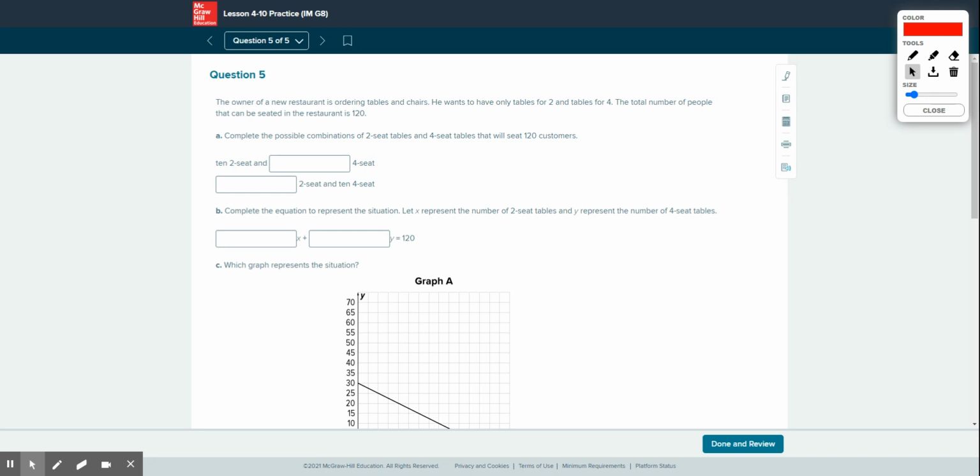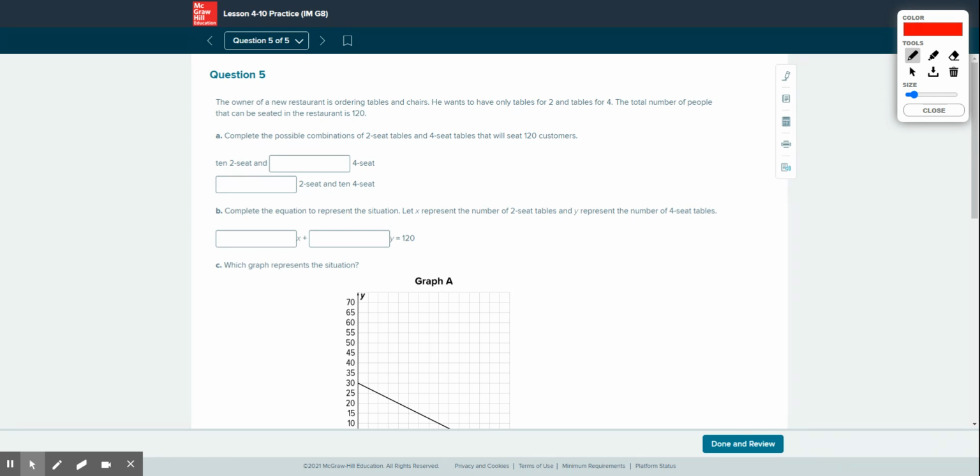Now, the cool thing that we're after with this is that we're setting ourselves up to write 2 different equations to find out how many of these will fit. So we're going to ease into this by giving you some information, and then, in time, we are going to have to find out our own information. So let's look at what's set up. It says complete the possible combinations of 2-seat tables and 4-seat tables that will seat 120 customers.